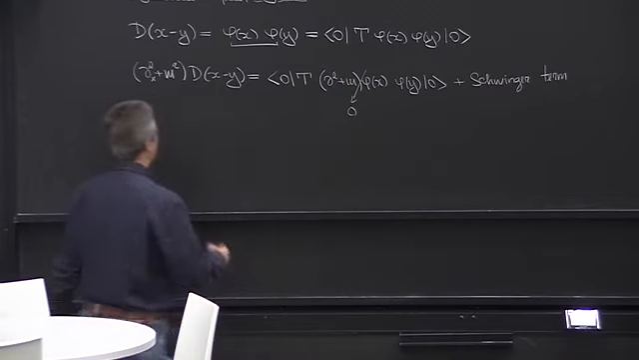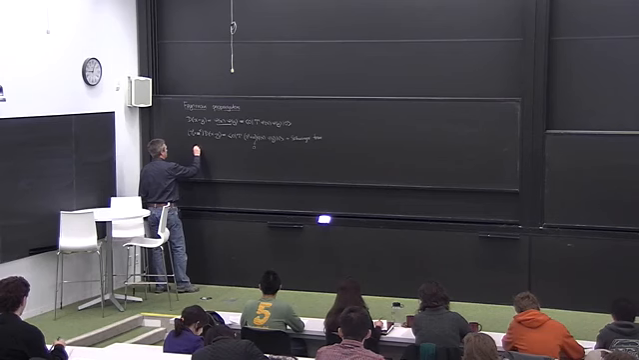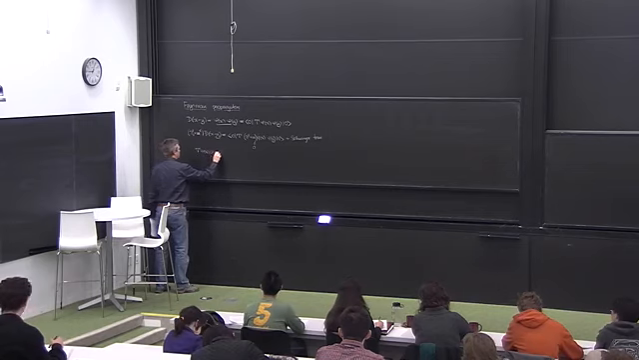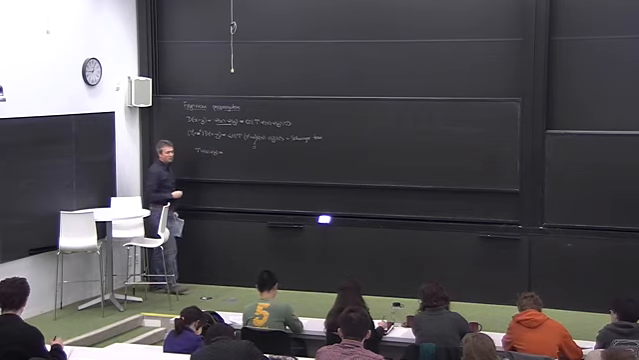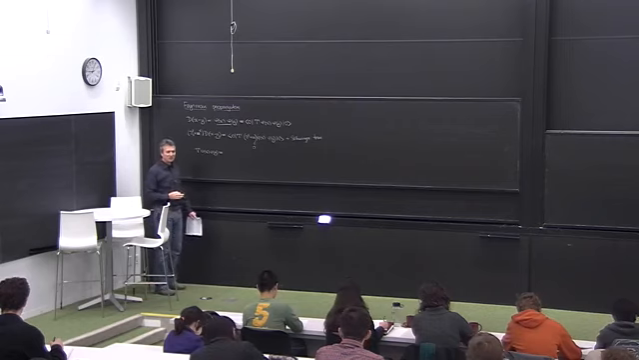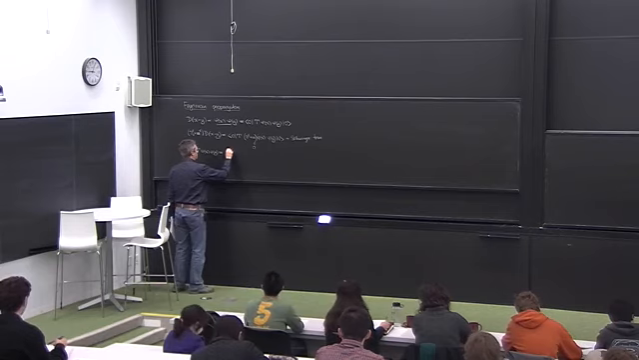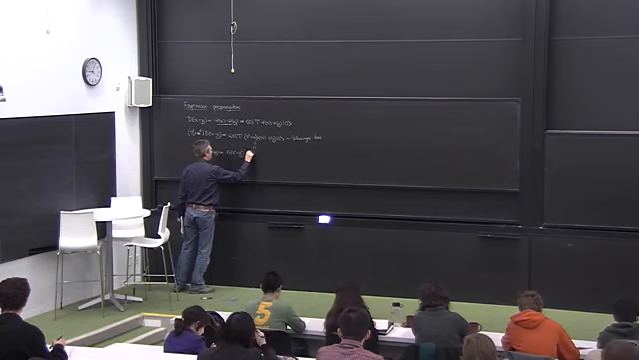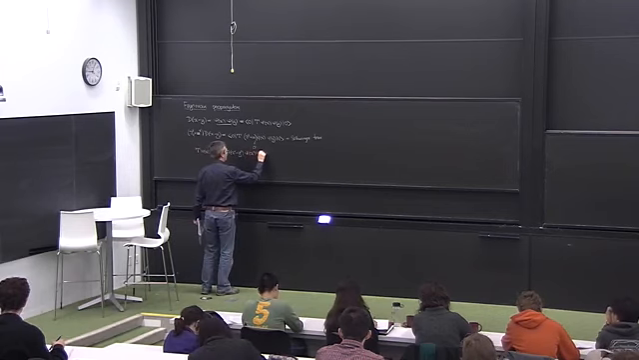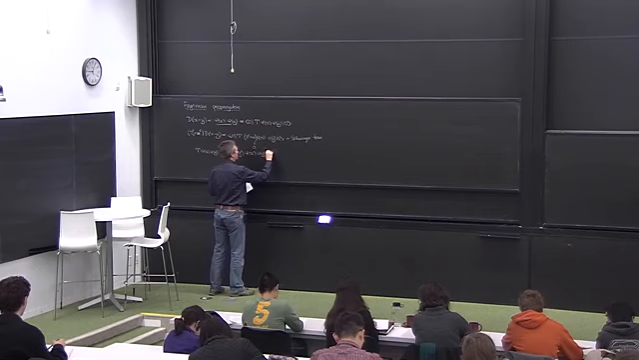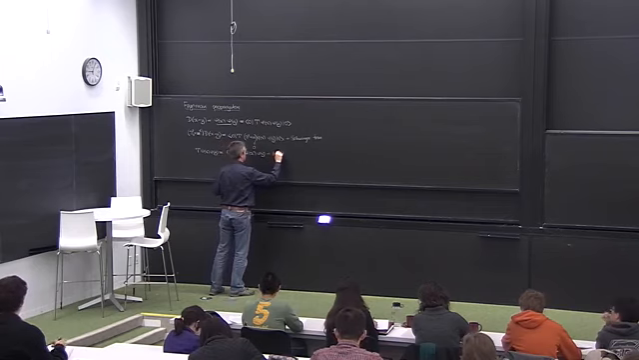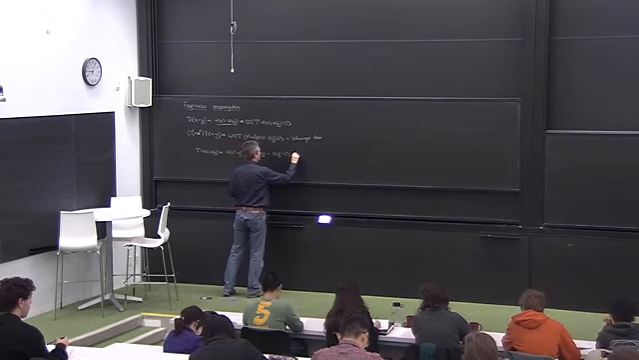So this is because, well, what is T ordering? T ordering means that we arrange the operators such that the time flows from right to left. So if x0 is larger than y0, then we take the operators in the order they're written. But if it's negative, then we need to reverse the order.